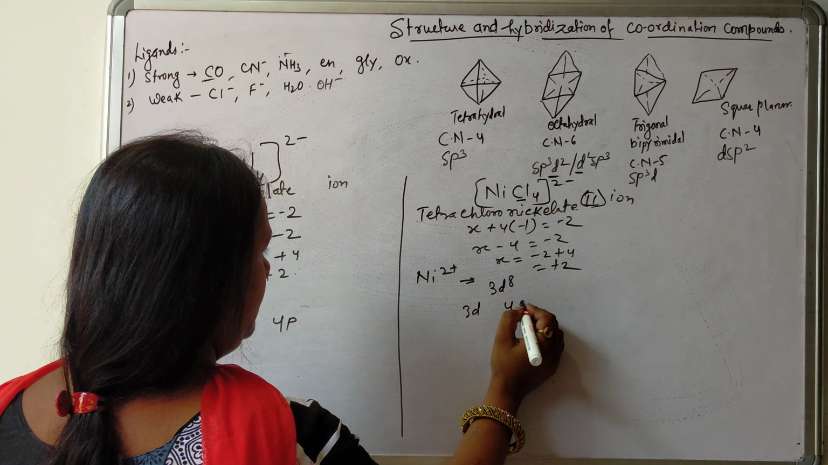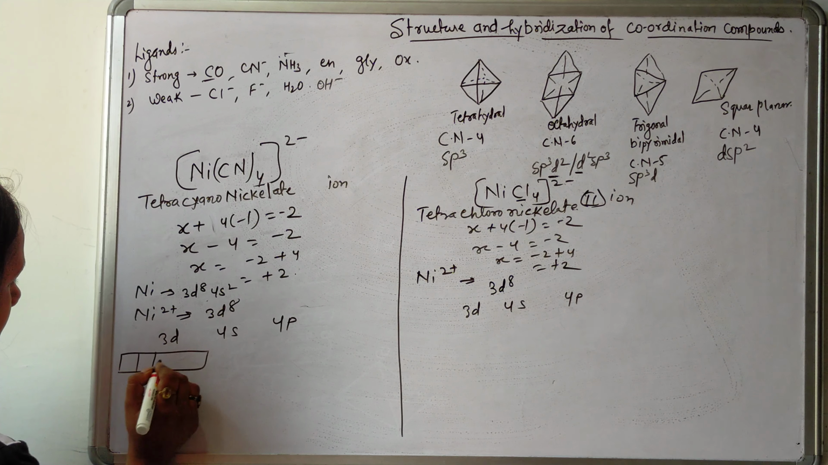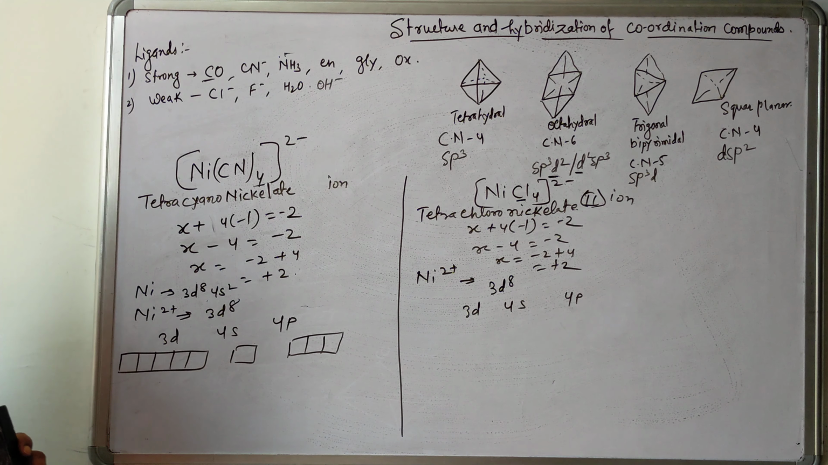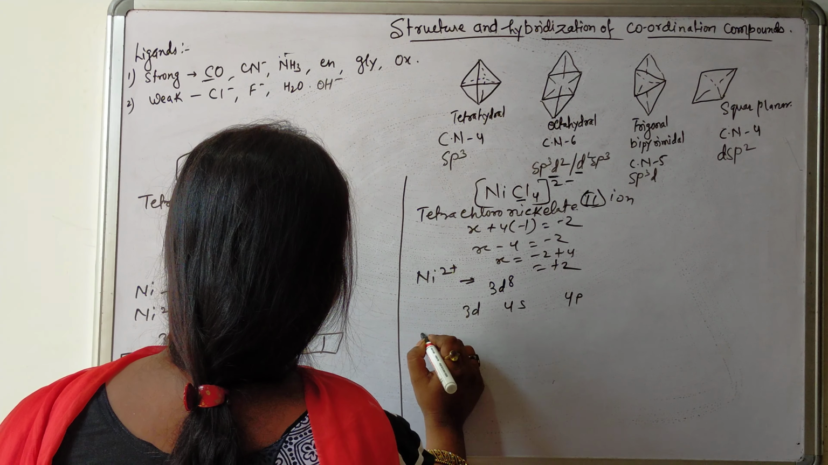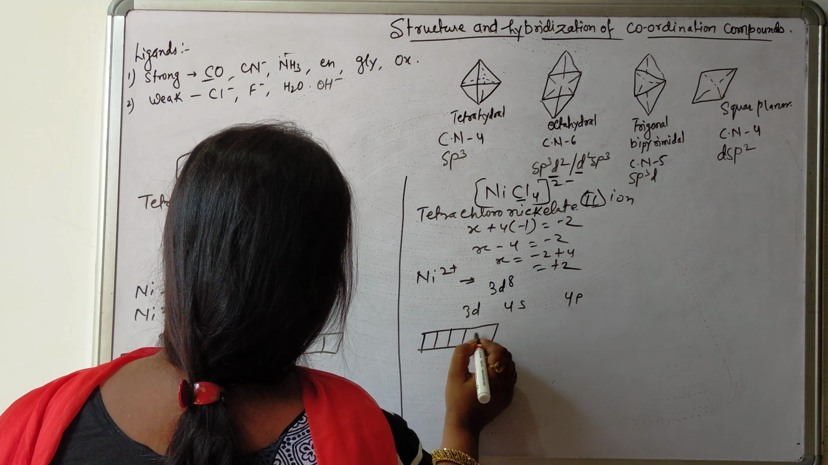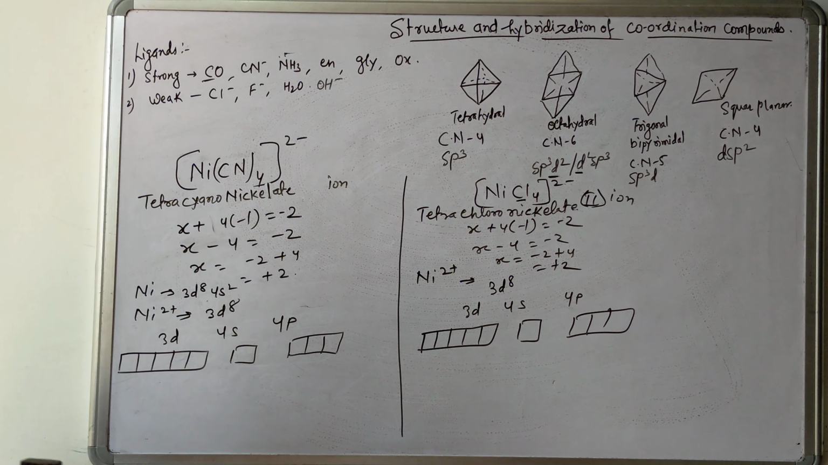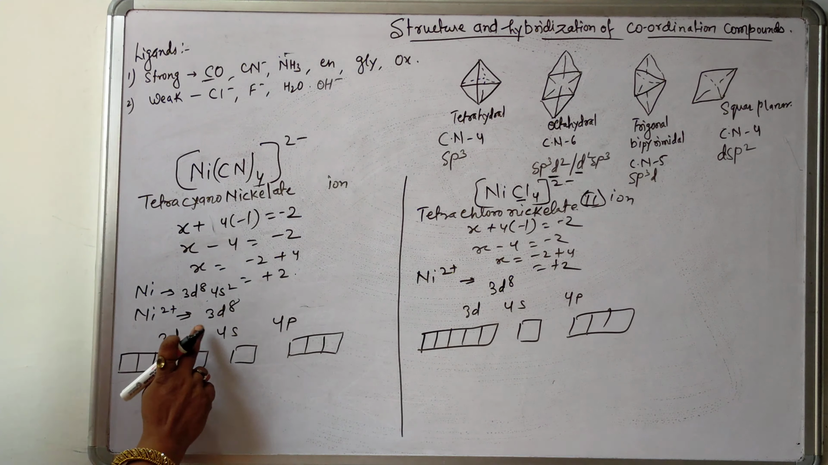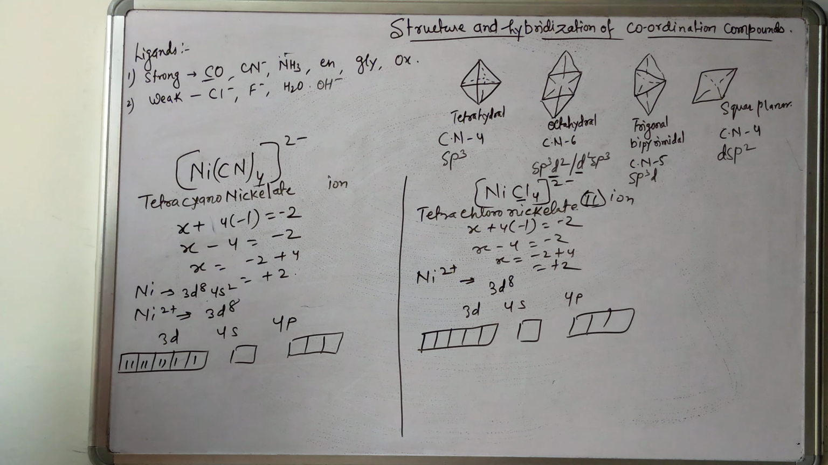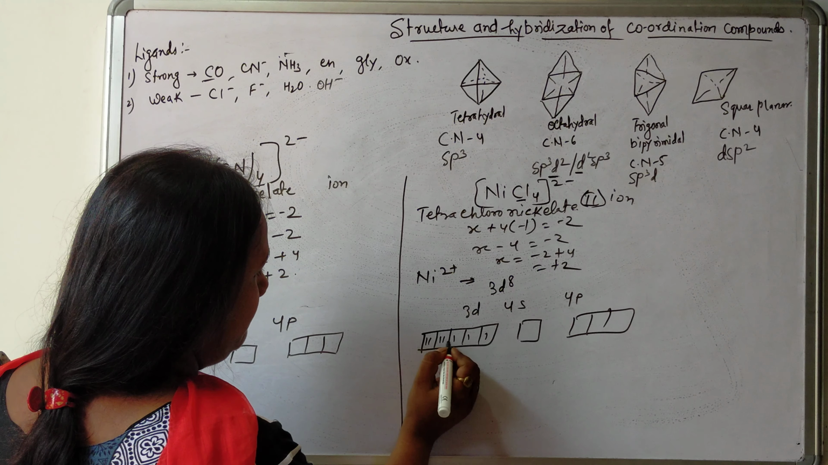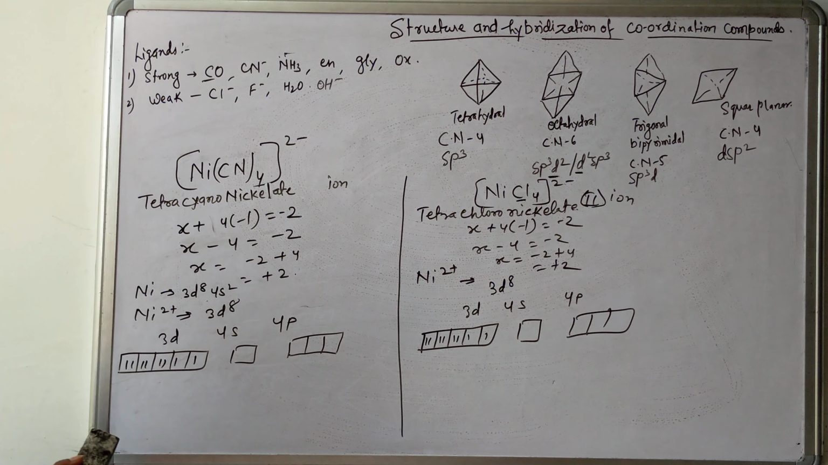Now we are going to draw this orbital structure. 4s, 4p. Okay, here same here. How many electrons are here? 8. 1, 2, 3, 4, 5, 6, 7, 8. Understood? Here also 8. 1, 2, 3, 4, 5, 6, 7, 8. Any doubt? No doubt.